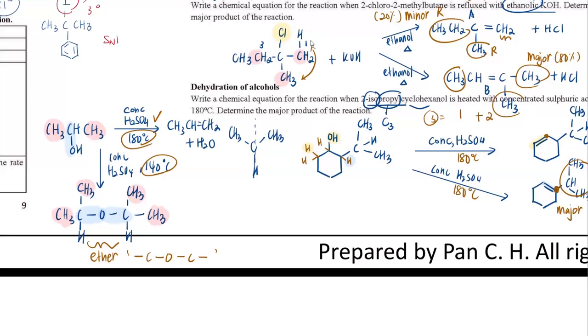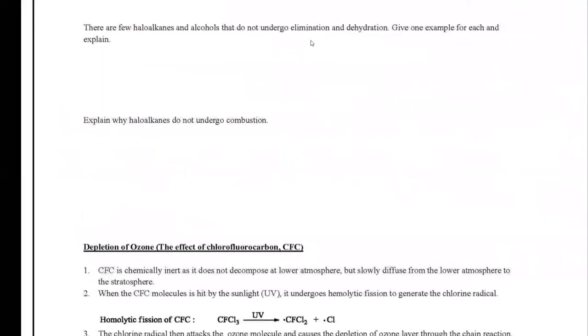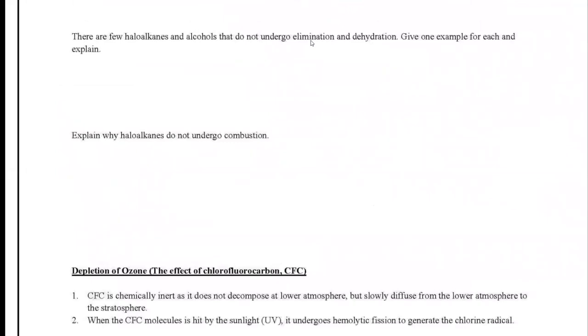Next, go for some explanation. There are a few haloalkanes and alcohols that are not undergoing eliminations and dehydrations. Give one reason for each with an example. Basically, what kind of haloalkane cannot undergo eliminations? Probably a tertiary haloalkane. So for example, this is R bonded to another R and another R.